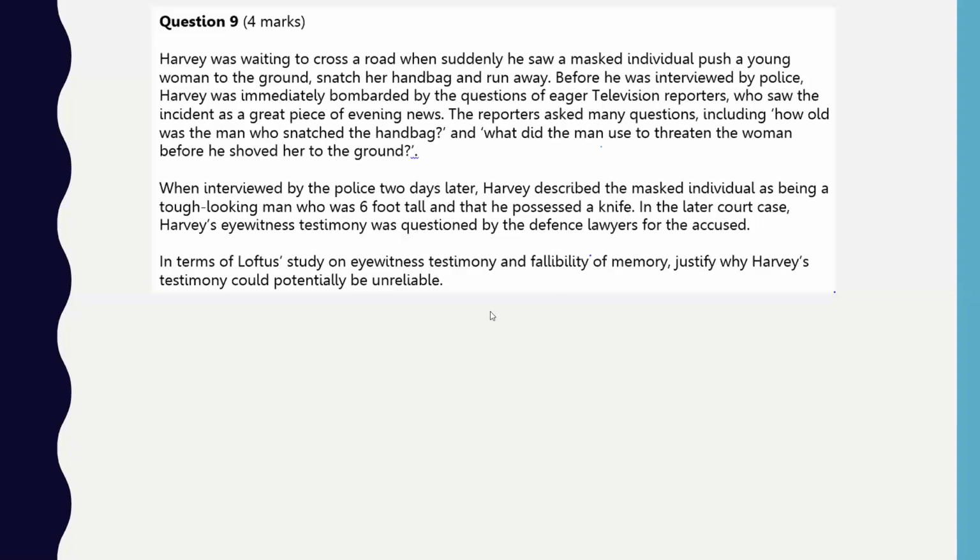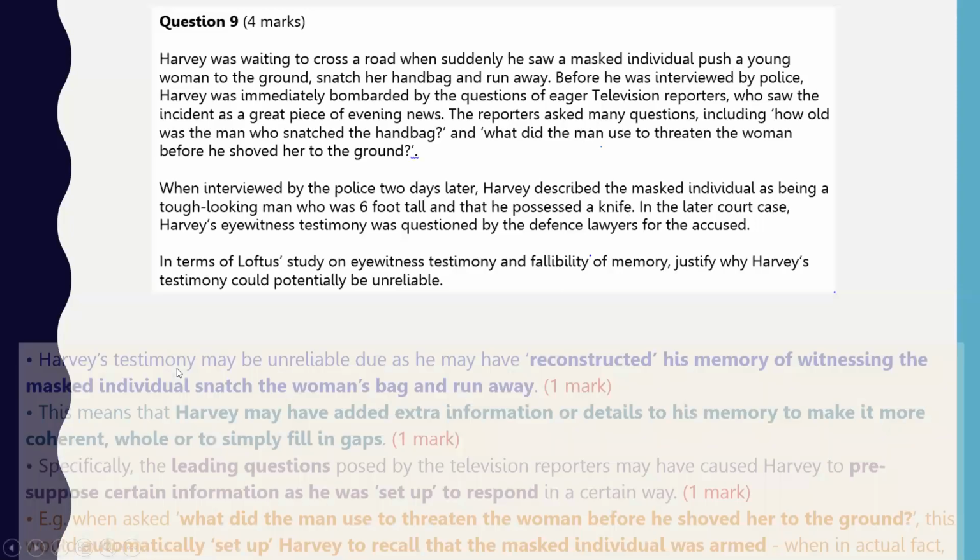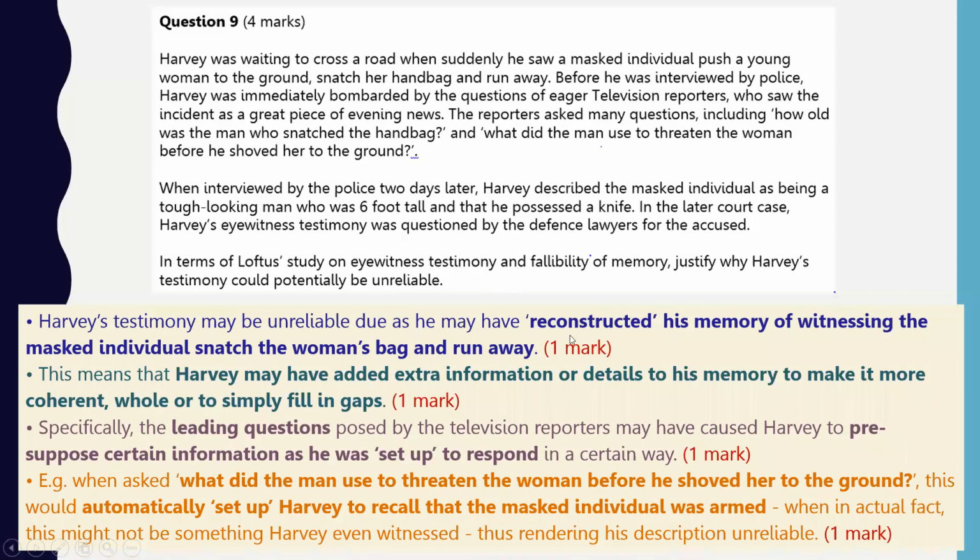So I will just show you guys the answer. The first thing you'd have to mention, or the first mark, will be for talking about the fact that Harvey would have reconstructed his memory. Mentioning the word reconstructed there is a key word. The second mark will come from him adding extra information, like adding the fact that the guy possessed a knife, and he was a guy, he wasn't a girl, who attacked the lady.